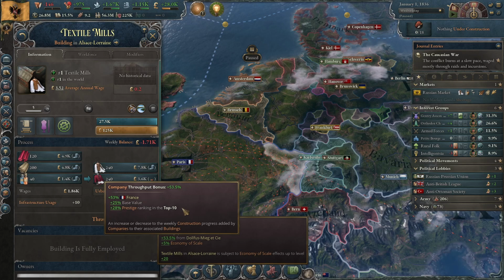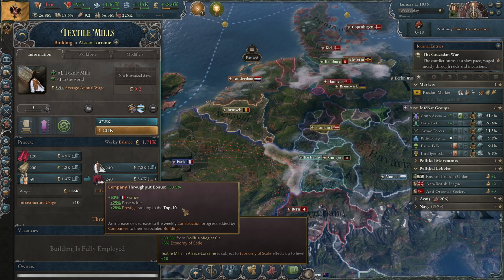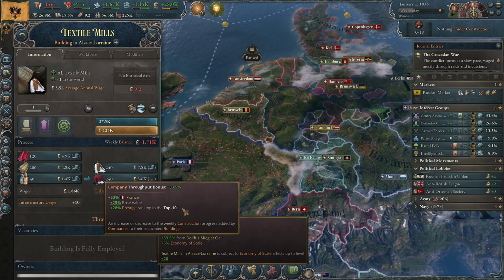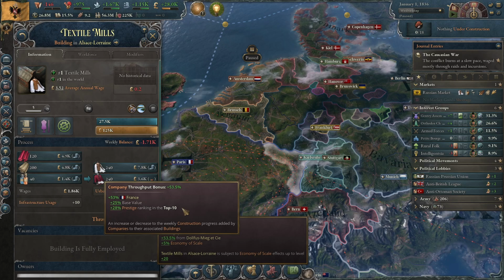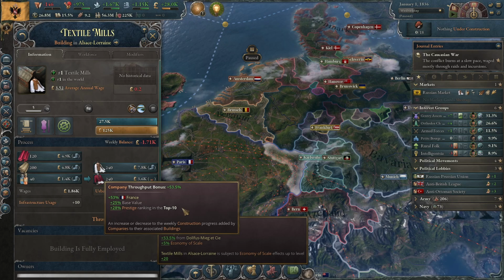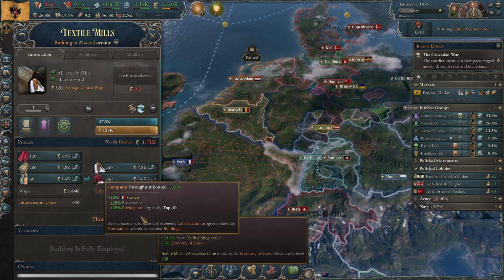Previous iterations, the companies just provided a flat bonus, but nowadays they need to own the building to provide that bonus. And how much of the throughput bonus they'll provide is dependent on several factors. There is a base value of 25, but your prestige ranking will matter.